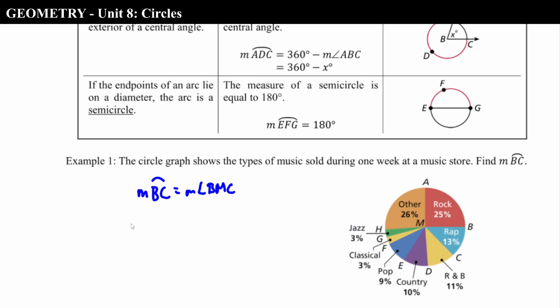Well, the measure of angle BMC is going to be 13% of 360, the whole, okay? Well, 13% as a decimal is 0.13. Multiply that by 360 degrees, and you're going to find that the measure of arc BC is 46.8 degrees.